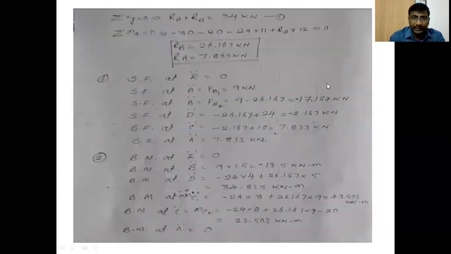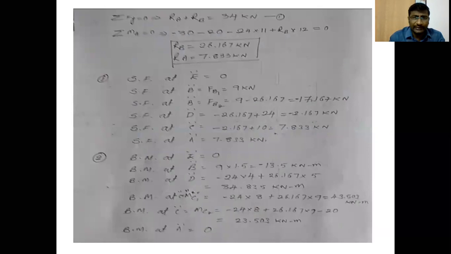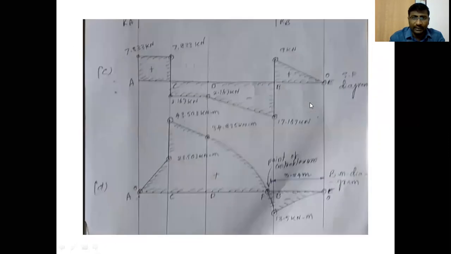Shear force at E is 0. Then shear force at point B is 9 kilonewtons. So locate point B, 9 kilonewtons on the positive side of the baseline. Clear, students? It is 0, then it is 9 kilonewtons. Then at point B, another shear force is there, suddenly changing from 9 to minus 17.167. It is on the negative side of the baseline. Locate the 17.167 kilonewtons on the negative side of the baseline.